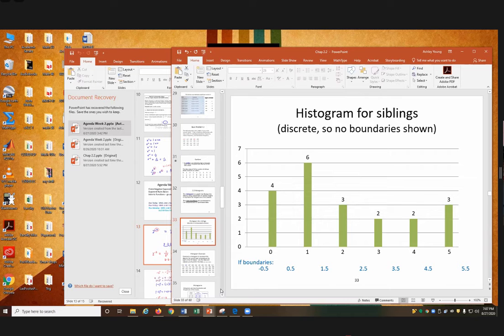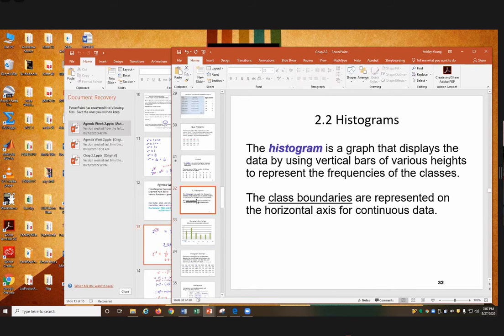Next we have histograms. So histograms are where you have, oh, I missed a slide. There we go. Sorry. How about Olivia? Go ahead and read for us.